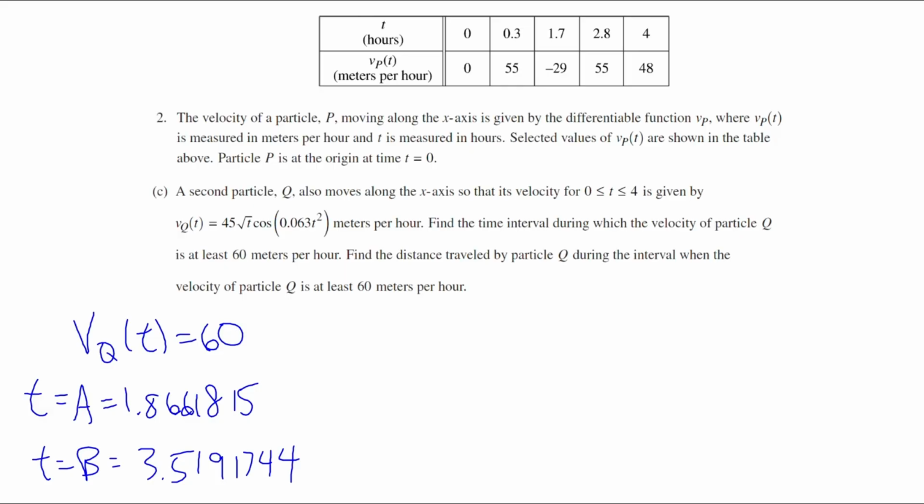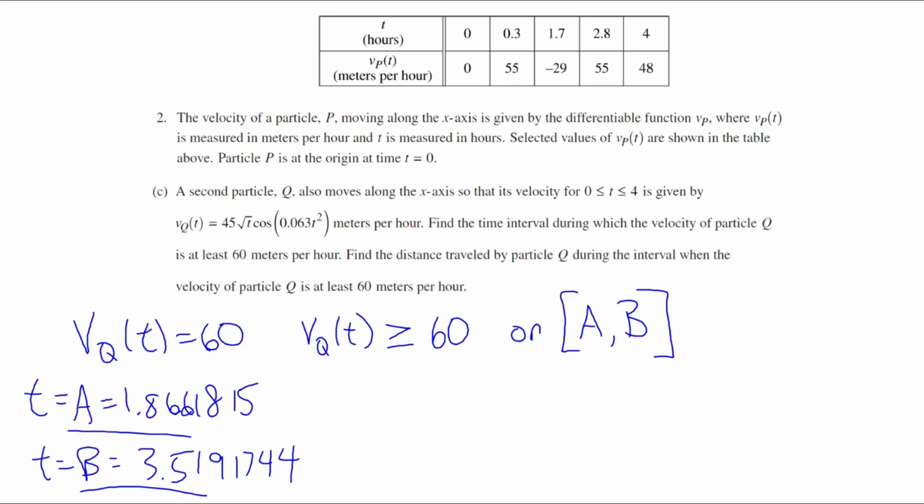So it asks us the time interval. So we're going to say v sub q of t is greater than, and let's see, it asks for when is it at least 60. So we'll say greater than or equal to 60. And so then now we're going to include those endpoints there. So we'll say on the interval from A to B. And of course, you can write out the numbers if you want, but since we've defined them as A and B, it's perfectly okay to write A to B, just like that.